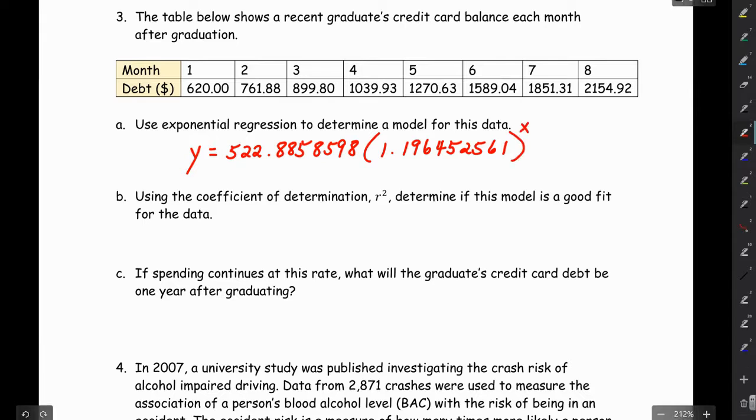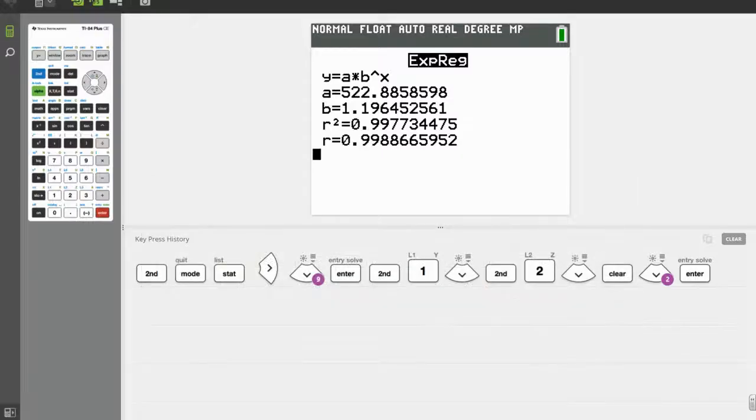All right, so that's our exponential model based on this data. Now it says using the coefficient of determination, r squared, determine if this model is a good fit. Now you should have gotten an r squared value when you did the regression. If you didn't, you need to turn diagnostics on, so I'll just take a second to show you that.